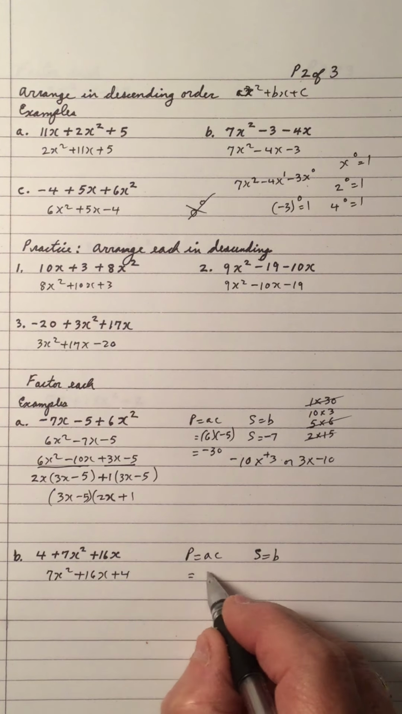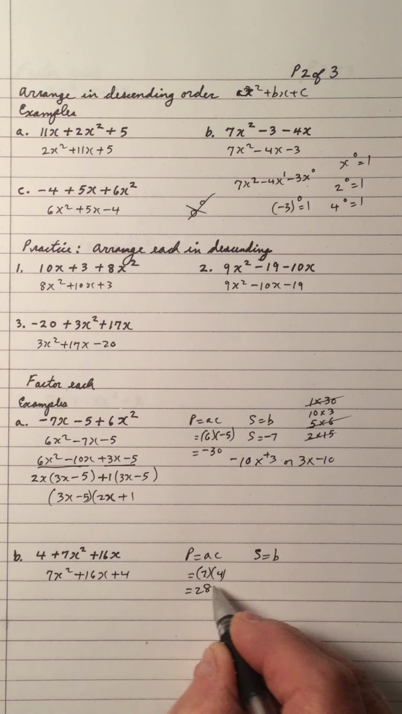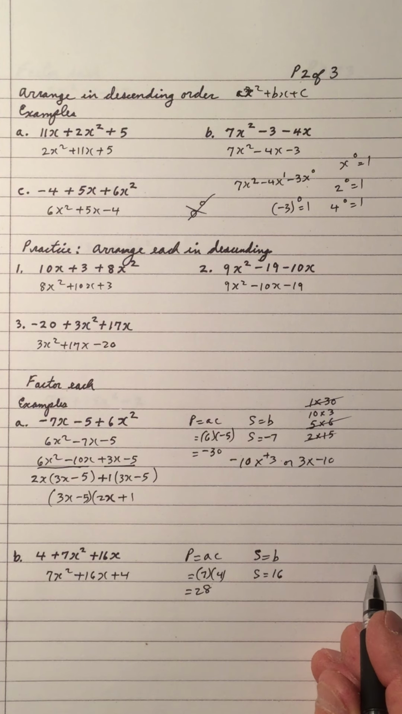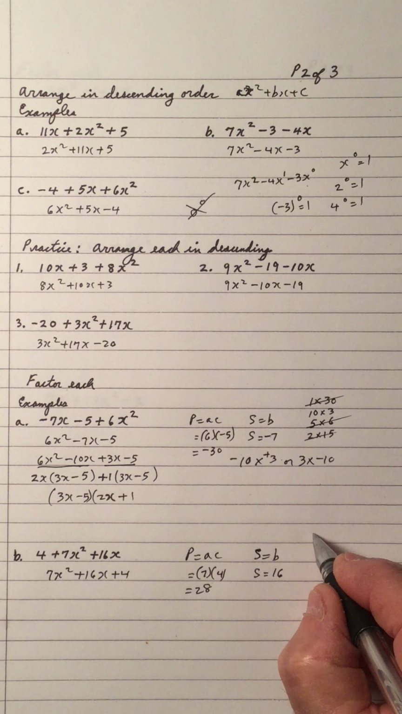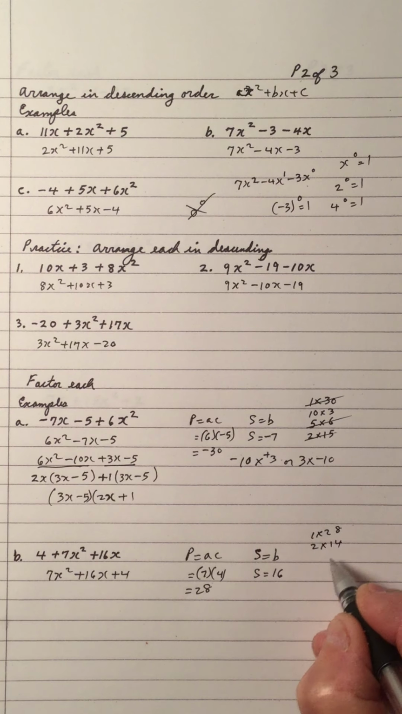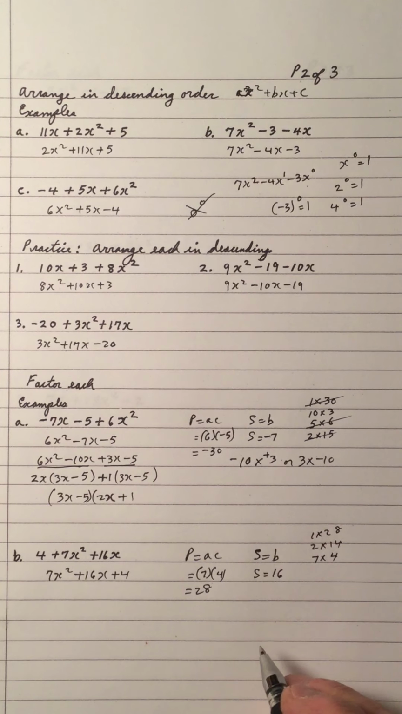And the product is A, which is 7, and C, which is 4. So the product is 28. And the sum is the middle term, which is 16. 28: 1 times 28, even, so it's 2 times 14. I see a 7, so 28 divided by 7 is 4.